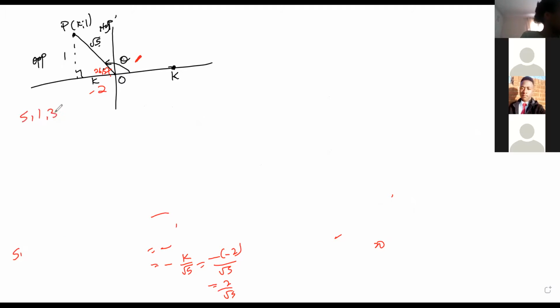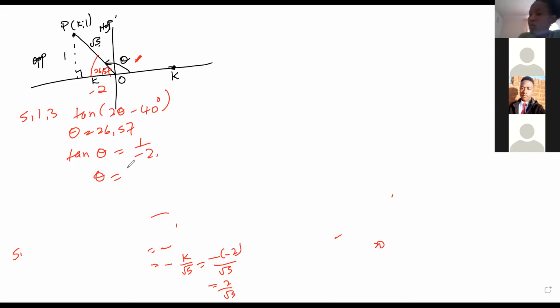Okay, 5.1.3. Use a calculator to calculate the value of tan(2 theta minus 40 degrees), correct to 1 decimal place. So remember I calculated theta. Theta was 26.57, but theta will be negative. What was tan theta? 1 over minus 2, right?